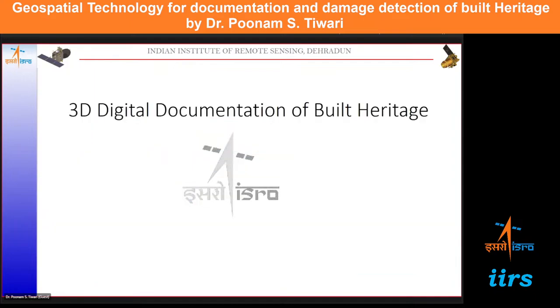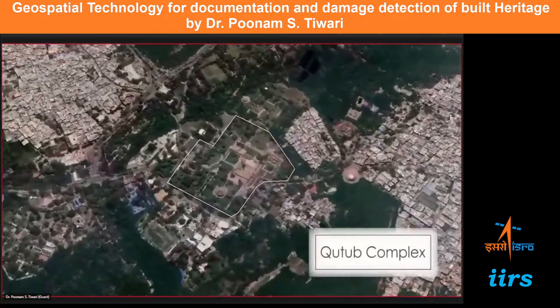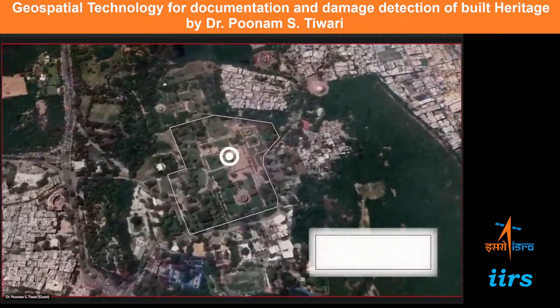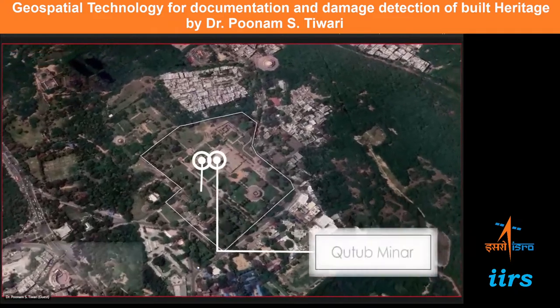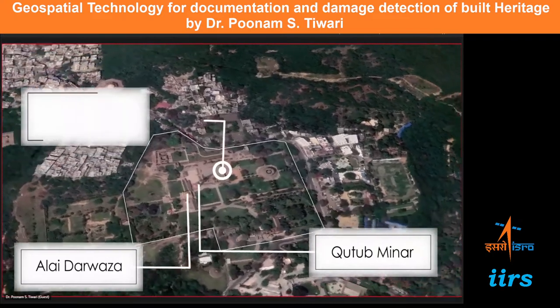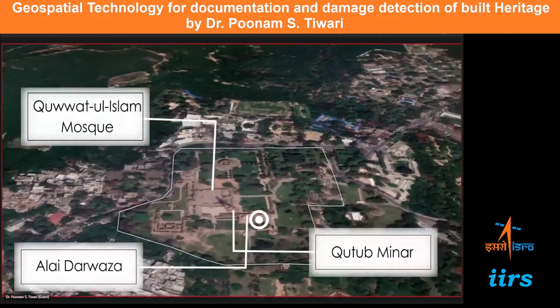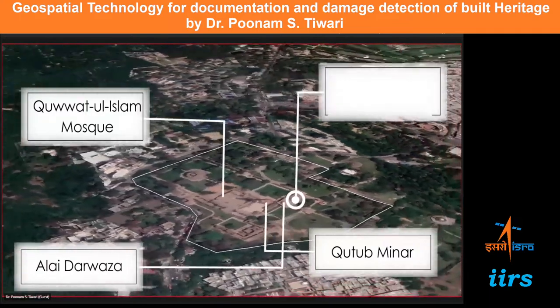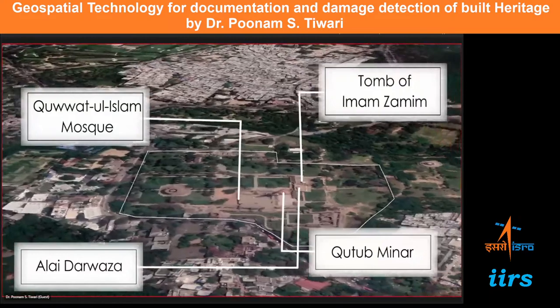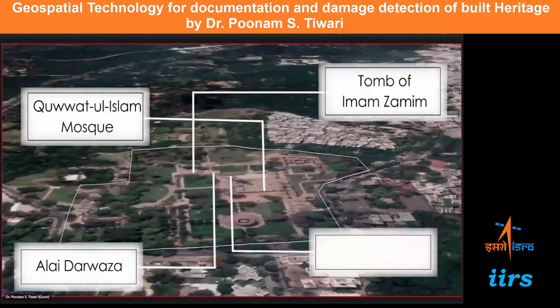Okay, so this is the site that we are going to discuss in detail. This is in New Delhi. This is Qutub complex. This particular building is Qutub Minar. Then we have this Alai Darwaza. As you must be aware, there are various buildings within this complex. This is a mosque, Quwwatul Islam Mosque. Then we have Tomb of Imam Zamin. So basically there are various other structures also, but we have worked in detail on these 3 or 4 structures.